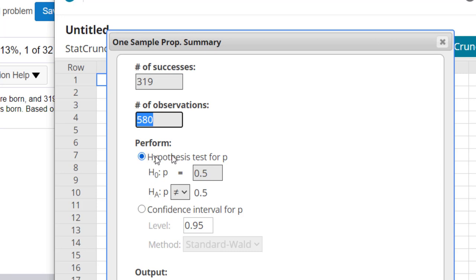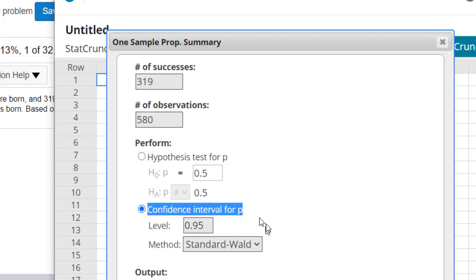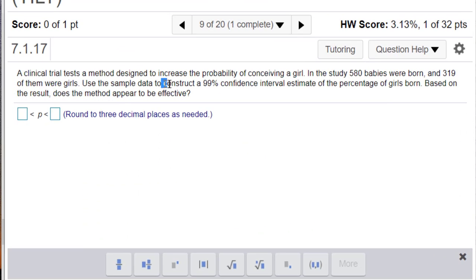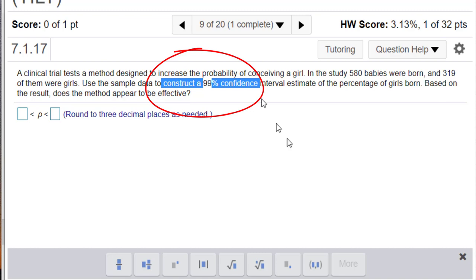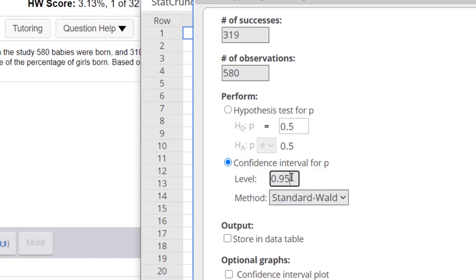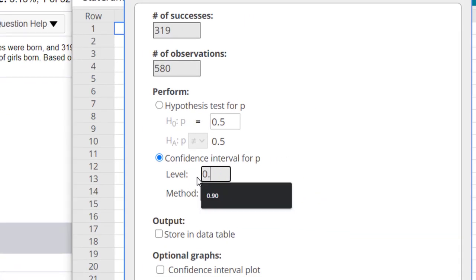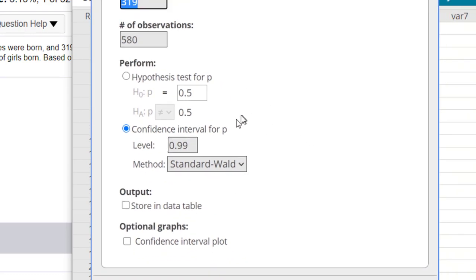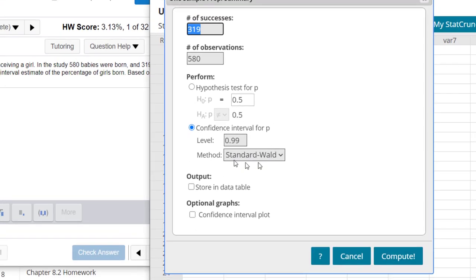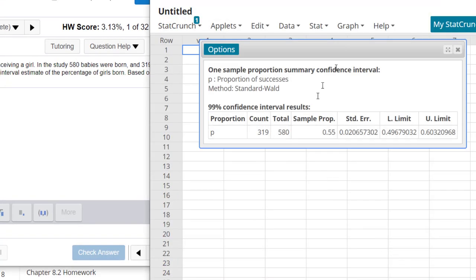And then since we're doing a confidence interval, we want to pick the second option right here, confidence interval for P. Now our problem actually wants us to construct a 99% confidence interval. So we're going to have to change this 0.95 to 0.99 right there. And then once you put all this information in just like this, you don't have to change anything else. Hit Compute at the very bottom.